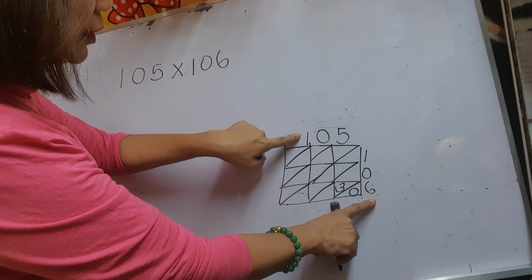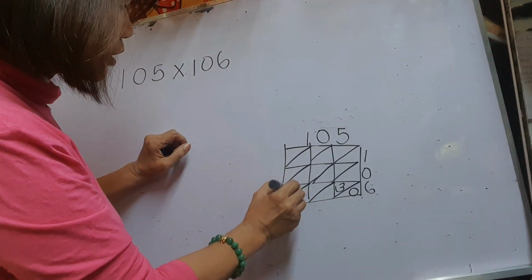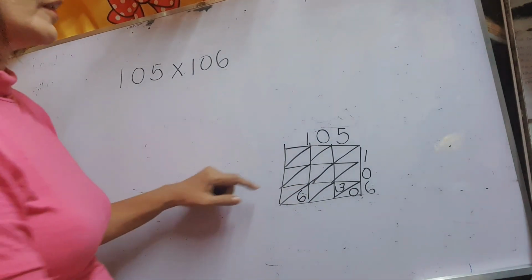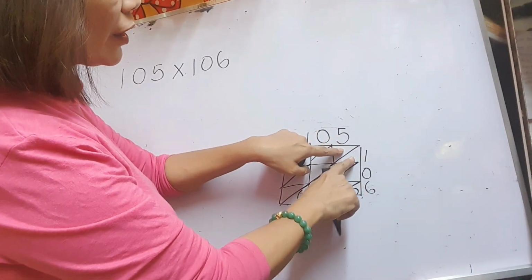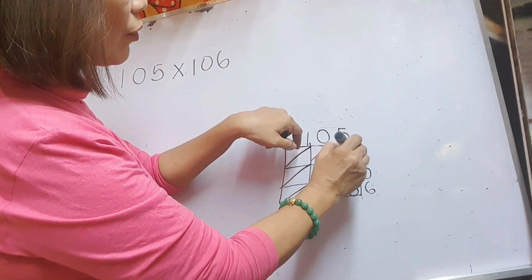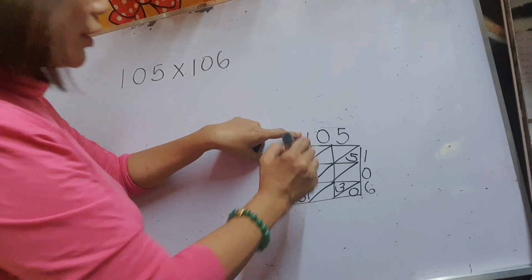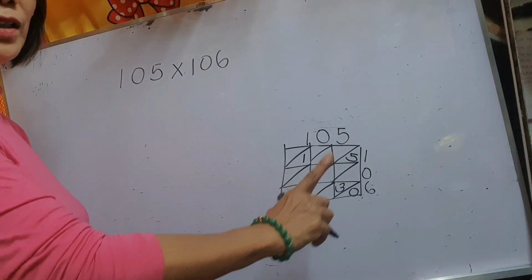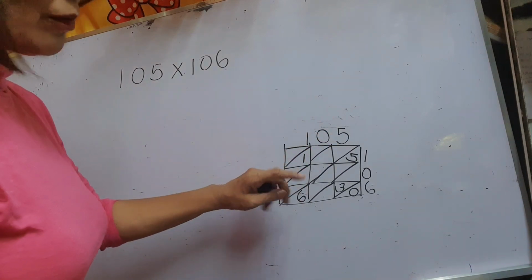Here we have 1 times 6. So you're going to put it here. Dito lang yung 6 mo. And then here, we have 0. So 5 times 1, dito natin siya lalagay. 5 times 1, it is now 5. So, 1 times 1, it is now 1. Ayan. So, ganyan lang yung magiging appearance nyo. This will be the appearance of your lattice method.